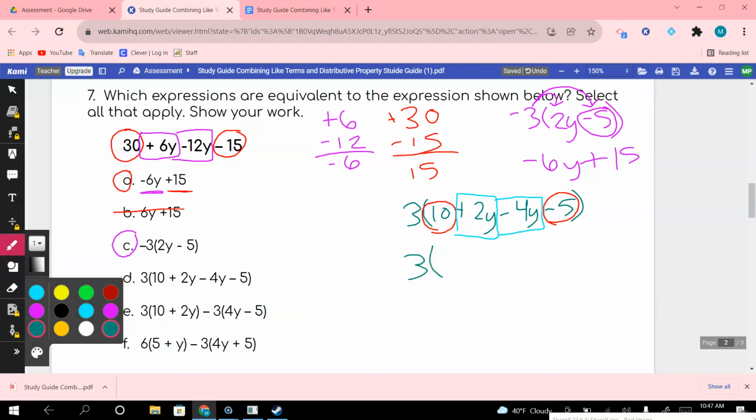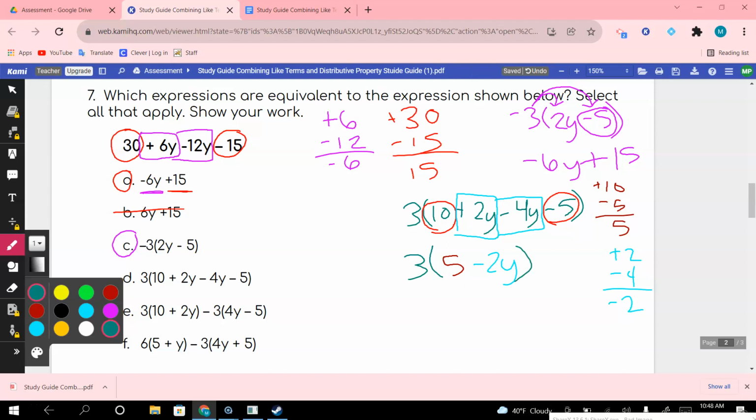So 3 times 10 and -5, positive 10 and -5, have different signs, so we're subtracting, keep the sign of the greater absolute value, gives me 5. And then positive 2 and -4 are coefficients for the y's. Different signs, subtract, keep the sign on the greater absolute value. So we have a -2. So we have -2y.